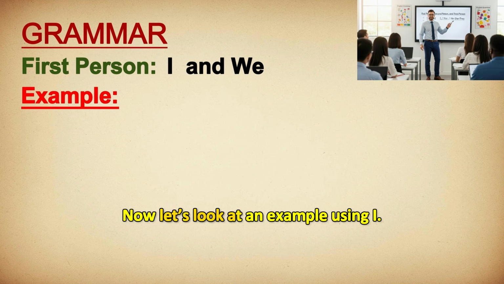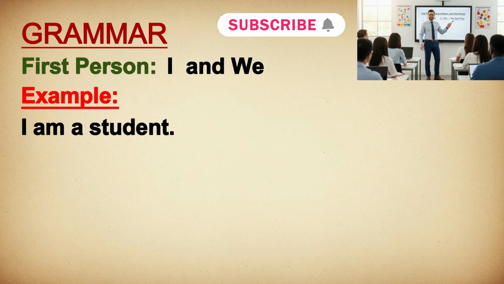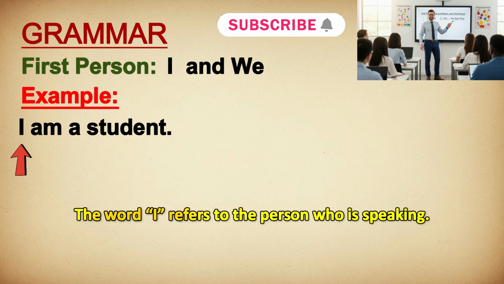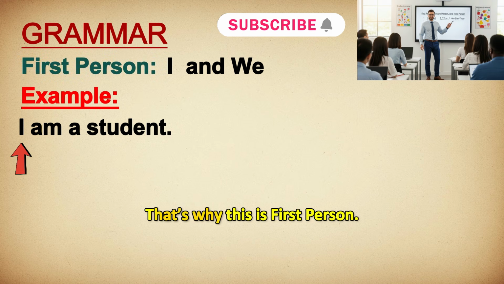Now let's look at an example using I. I am a student. Here, the speaker is talking about himself or herself. The word I refers to the person who is speaking. That's why this is first person.